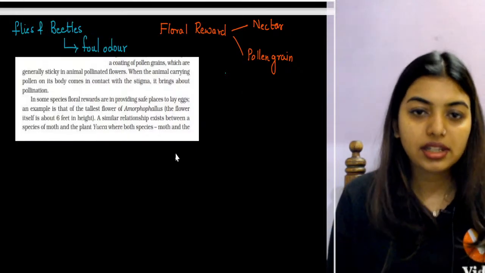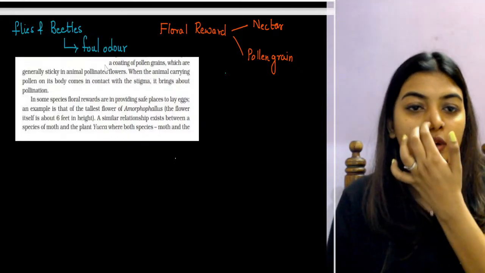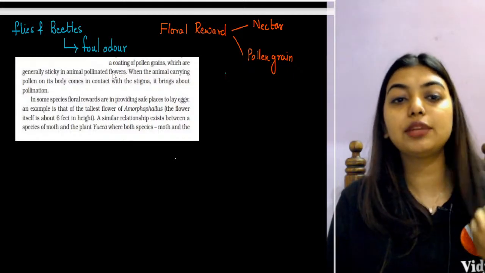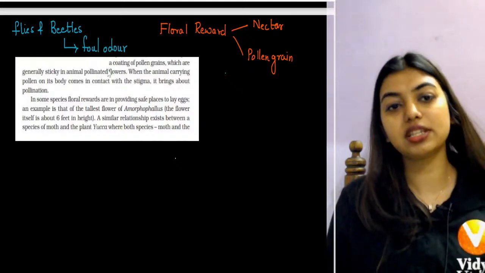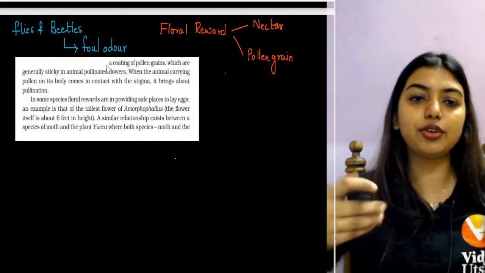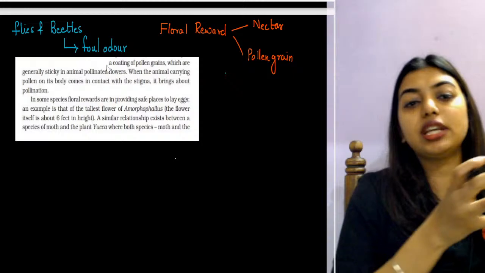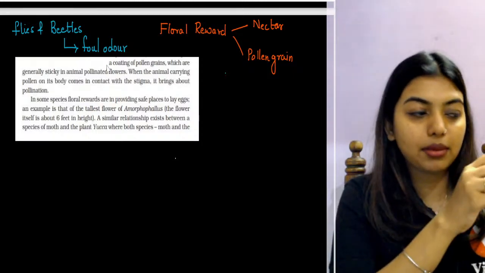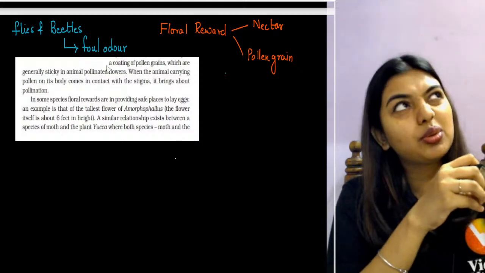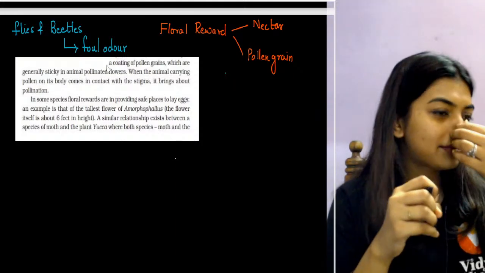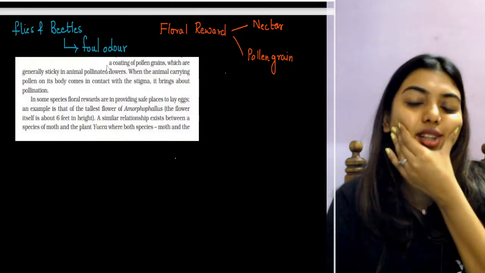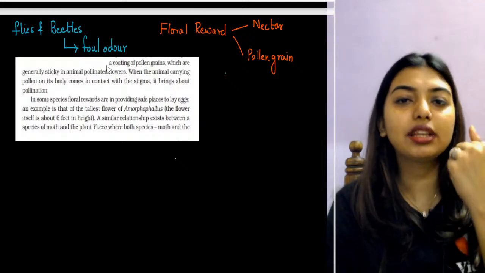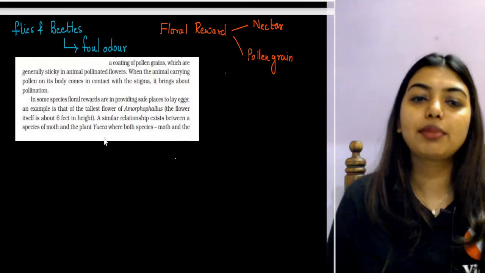So students, there is a coating on the pollen grain, which is generally sticky, in animal pollinator flowers. When the animal carries the pollen grain on its body, it comes in contact with the stigma. I showed you how Sony bee is going to take the pollen, and that pollen the bee is going to go and dump. They'll come in contact with the stigma. Okay, it brings about pollination.